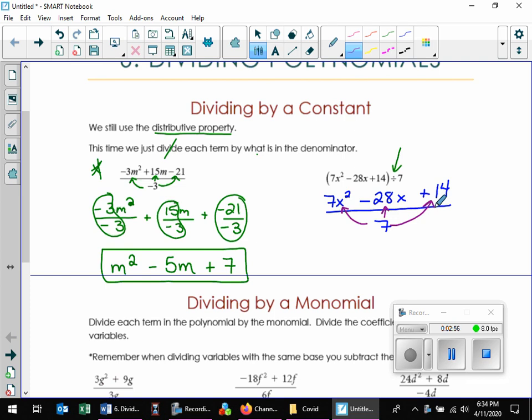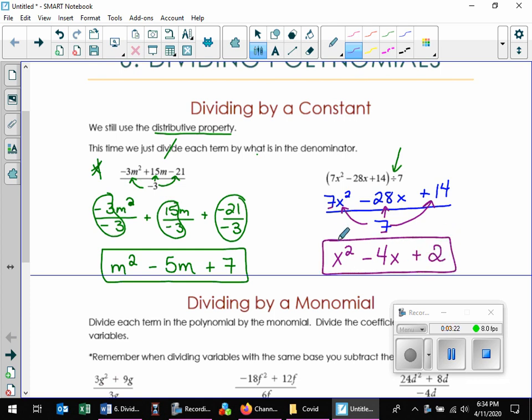So 7 divided by 7 is 1, so that's going to be 1x squared. I'm just going to write x squared. I've got a negative 28 divided by a positive 7, so that's going to give me a negative 4x. And then positive 14 divided by a positive 7 is going to give me a positive 2.